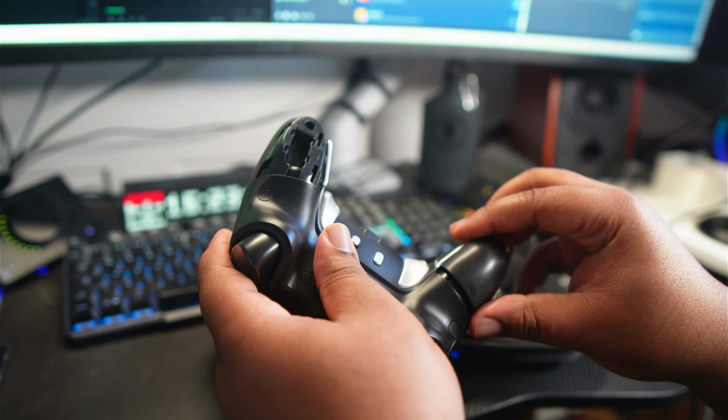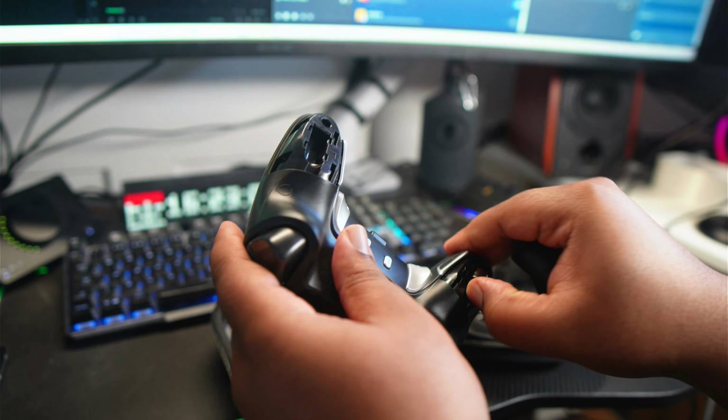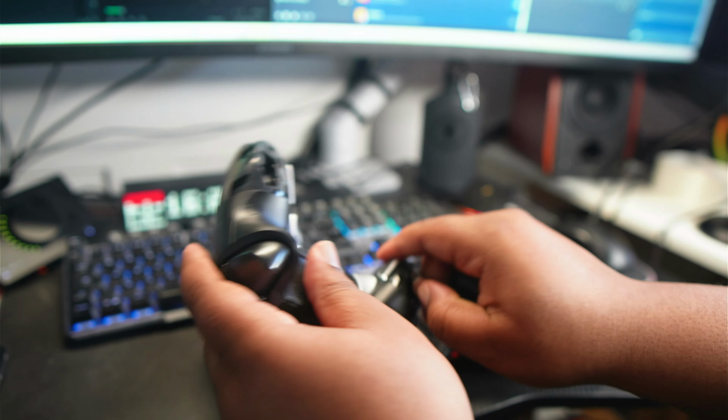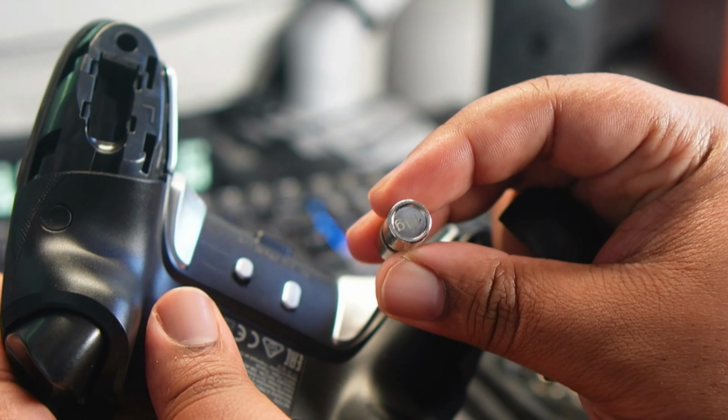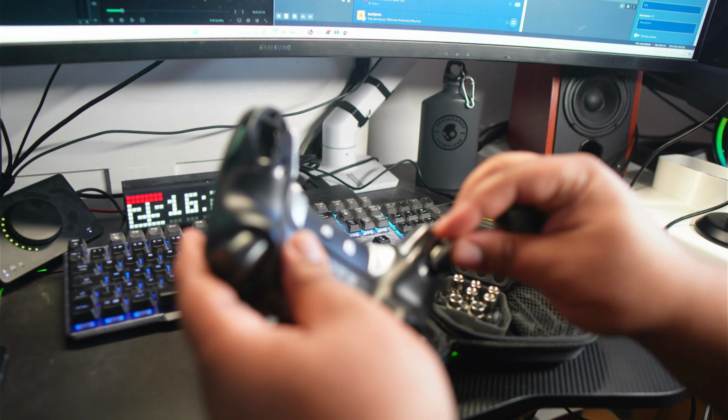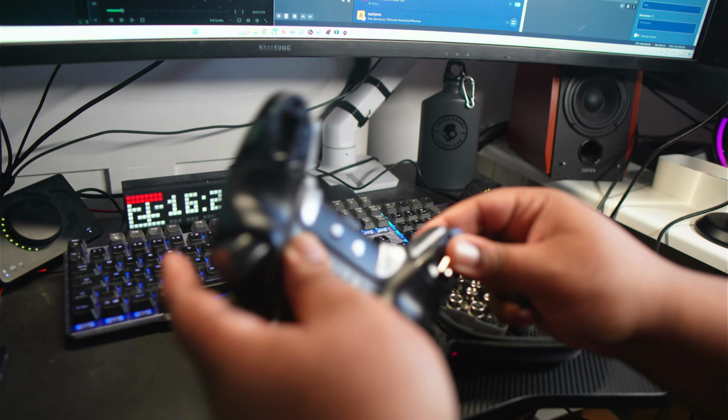Wait, what was the weight I put in here? I can't even remember what weight it was. Hold on, guys, let me just have a look. They kind of fit in nice and easily, like AA batteries. All right, so this was a 14 gram thing. Okay, so I'm gonna put another 14 gram in the other side.